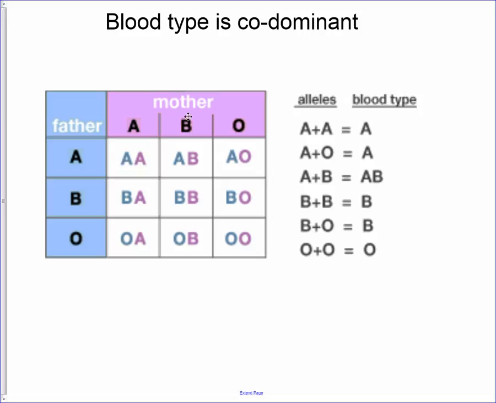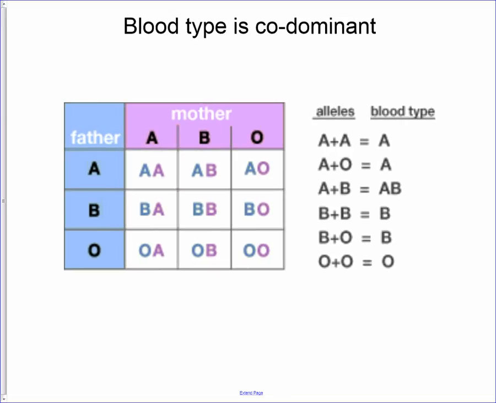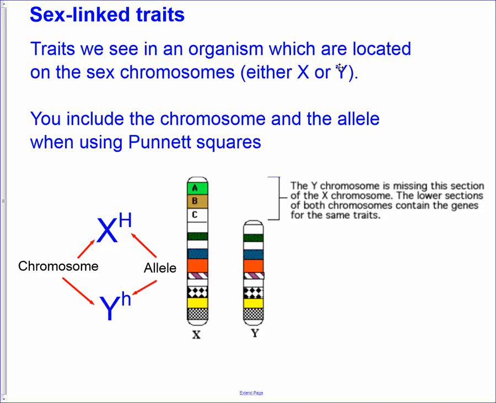Blood type is codominance, though, and we're going to learn a lot more about blood type in our next class. Okay, sex-linked traits. You had experience with these before, so there's nothing too new here. These are traits that are located on a sex chromosome, either an X or a Y. So remember that an X and a Y is going to make a male, and an X and an X is going to make a female.